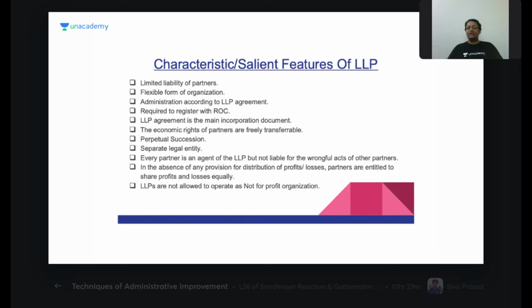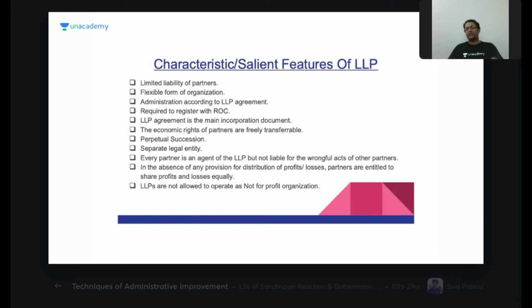Then, the economic rights of partners are freely transferable. This is one point which is in contrast to the Indian Partnership Act 1932. In a traditional partnership firm under that Act, if there are two partners with 50% share each, a partner cannot sell off or assign his 50% share in the firm without the consent of the other partner. This was not allowed in a traditional partnership firm. But for an LLP, registered under the LLP Act 2008, it is freely transferable.